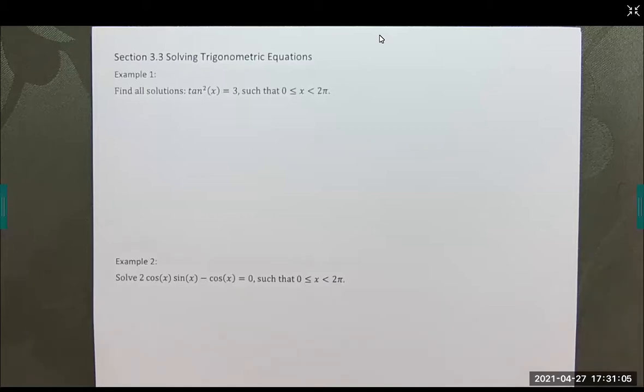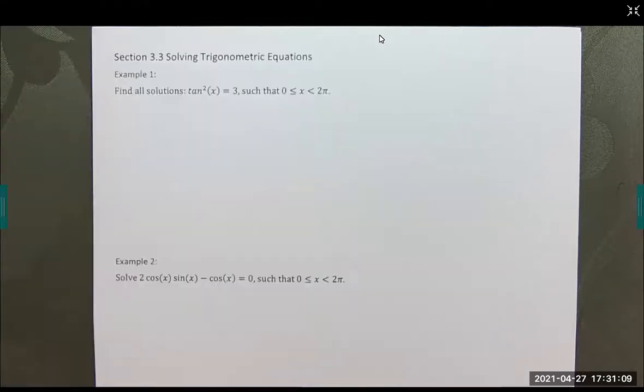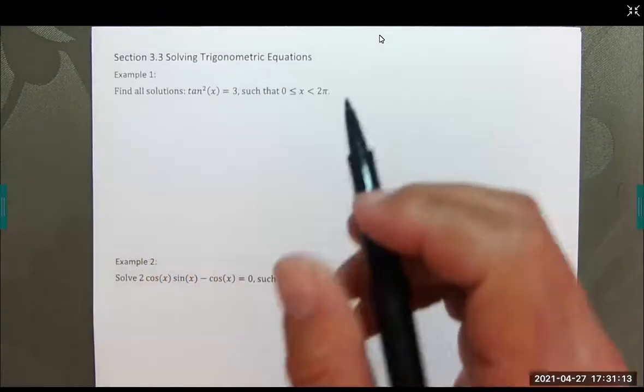We're going to talk about solving trigonometric equations today. It can get a little tricky. You'll want to have your unit circle handy for some of these. We're going to start with a relatively simple one. We have tangent squared of x equals 3.